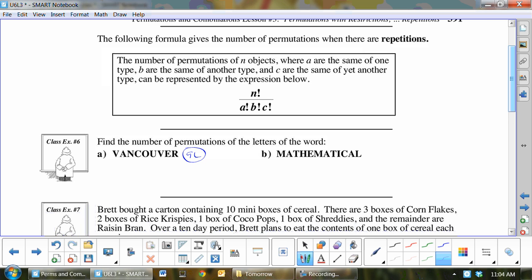Circle that. Now, let's do all the repeats. Tell me what are repeats. 2 V's. Circle it. What else? Actually, we could even do this. That's 2 V's. What else? Anything else? Okay, so then you just go 9 factorial over 2 factorial, which is 181,440. Okay, let's do B now. How many letters?